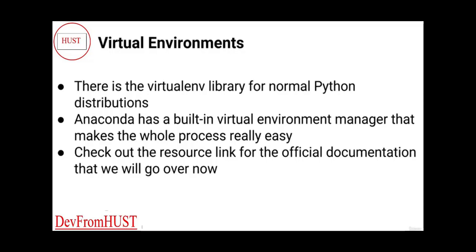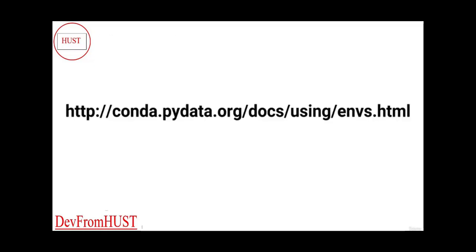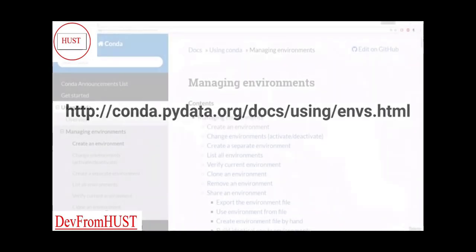You can go ahead and check out the resource link for the official documentation that we're going to go over now. The resource link will take you to this URL, or if you want, you can manually type it in. We're just going to the official Conda PyData documentation where we talk about using environments. You can just click on the resource link if you don't want to type this entire URL in your browser. I'm going to jump to my browser now, explore the documentation a little bit, and show you how you can use it at your command prompt. Let's jump to that now.